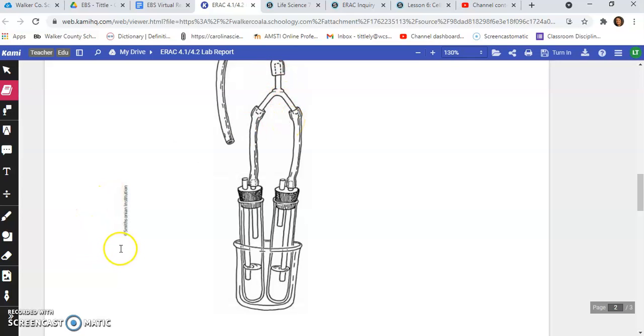So again, for the inhaled air, use red. For the exhaled air, use blue. And you can use the drawing tool to draw the directional arrows on there.